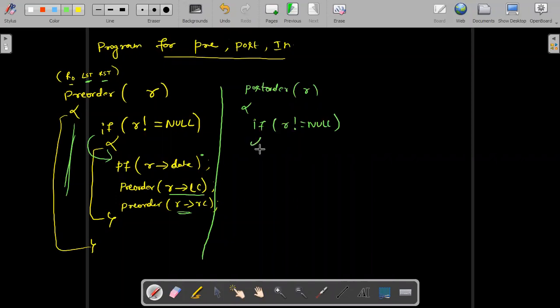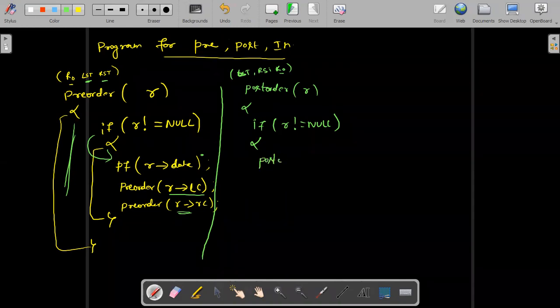Okay, now what will you do? First, whom will you visit? Basically, there is a formula. The formula is left subtree first, after that right subtree, after that root. First, whom are we visiting? Left subtree. After that, right subtree. After that, root. Don't worry if you are not able to understand, I will draw the diagram and show you. These are all the programs. They will ask for 4 marks or 6 marks. That's why I'm writing.